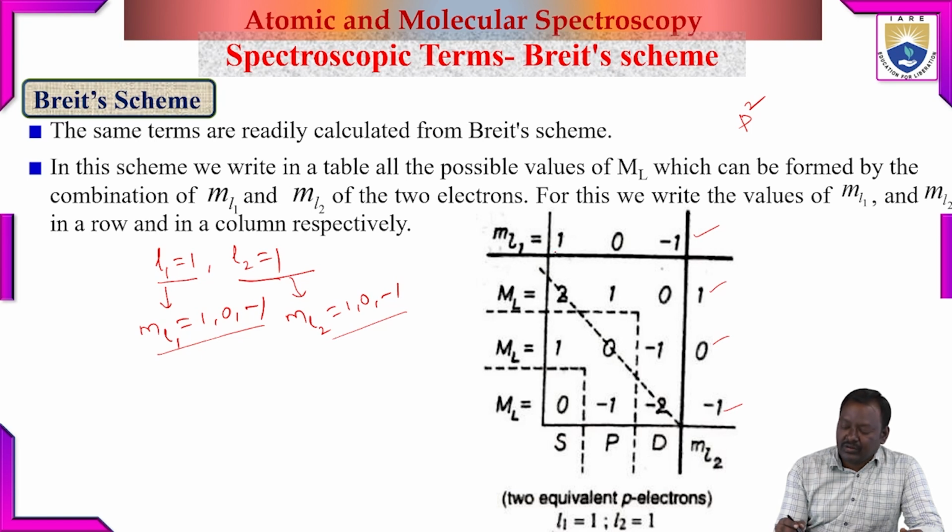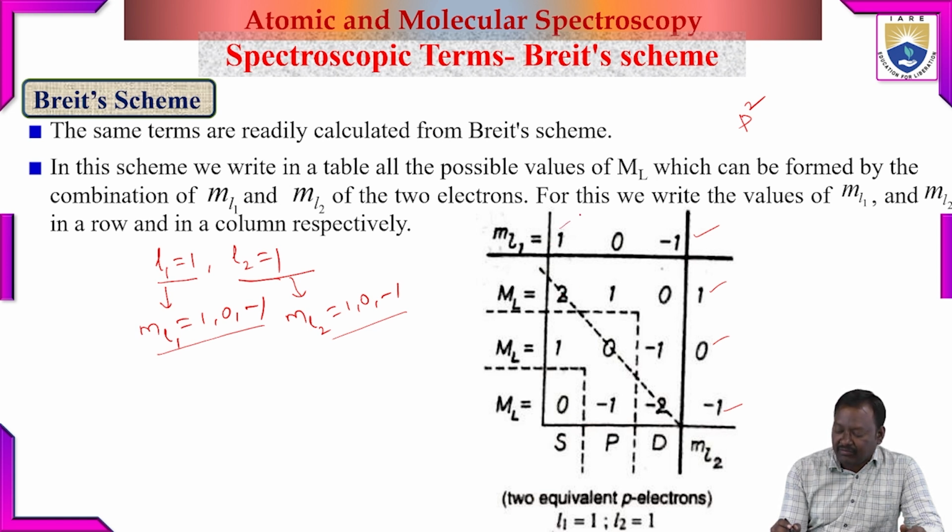So we need to add up the total orbital magnetic quantum numbers. These are the ML values for one electron, and these are the ML values for the second electron. We add up the ML values to obtain the combination of the two electrons. That means whenever the two electrons are combined based on their ML values, we can obtain the total orbital magnetic quantum number like this.